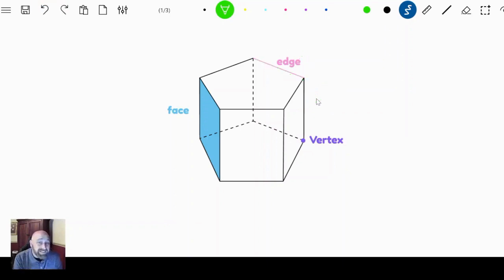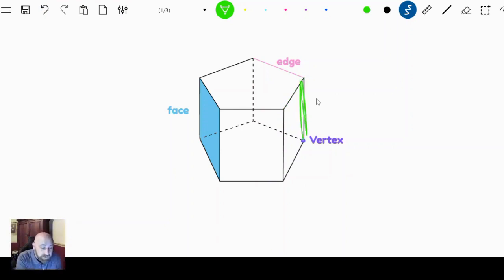The edge is basically where the corner is. If you think of this as a box, it's where the top joins to the side of the box. It's the angle that's made right there. The angles of these are edges. So how many edges does this one have?